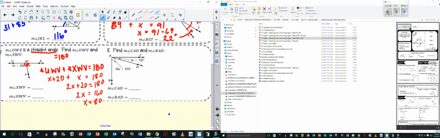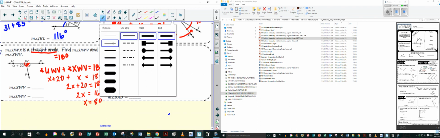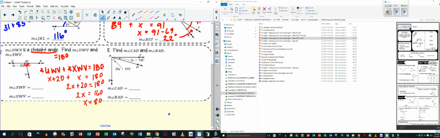So if x is 80, then this angle is x, so this angle is 80. So XWV is 80 degrees. So that means this one has to be 100 because remember, the two have to add up to 180. Oops, 100. Let's just scribble that out. Start over. 100.